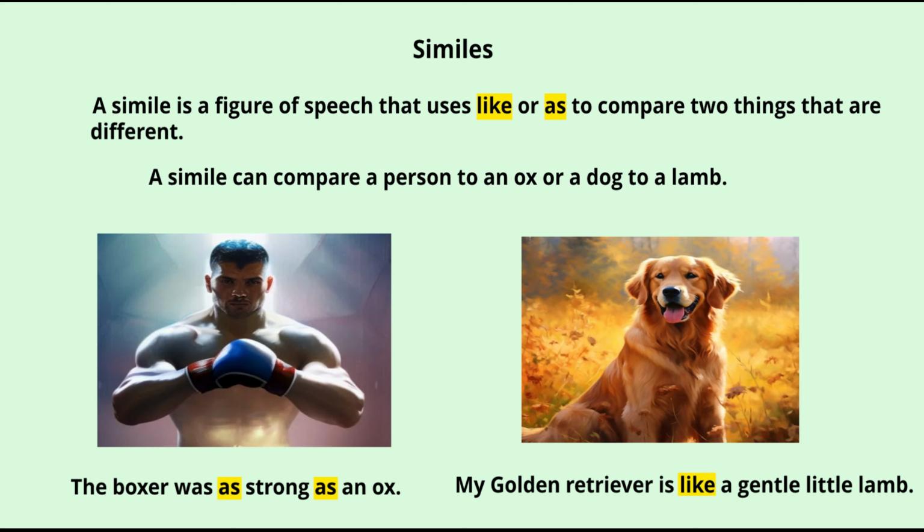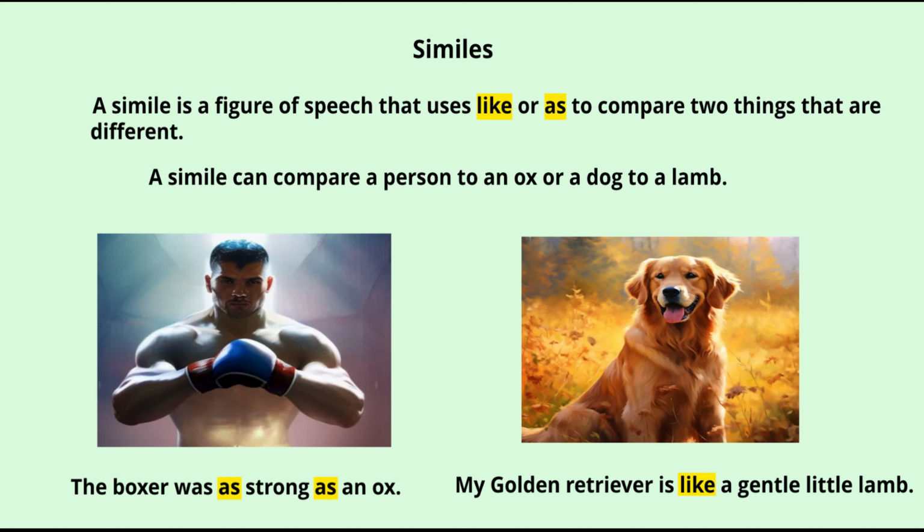In the first image, you can see a boxer. He appears to be strong, right? The boxer was as strong as an ox. So we are comparing the boxer to an ox. So this is a simile, and we can see the word as in the sentence.